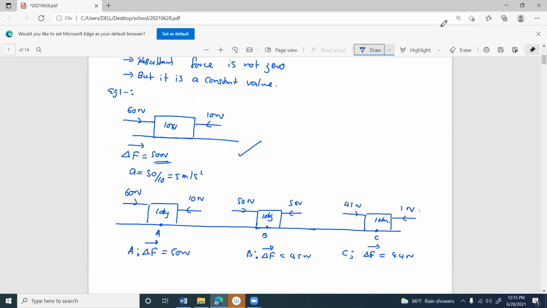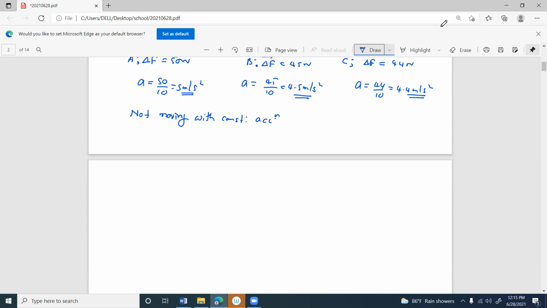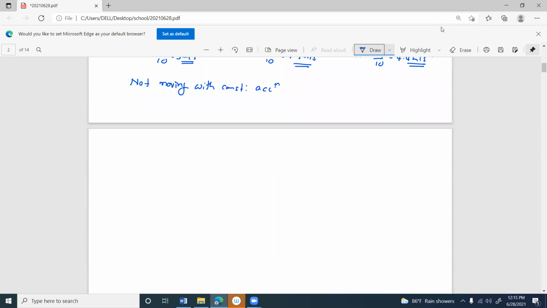Then if any object moves with constant acceleration, we can use the equations of motion below.